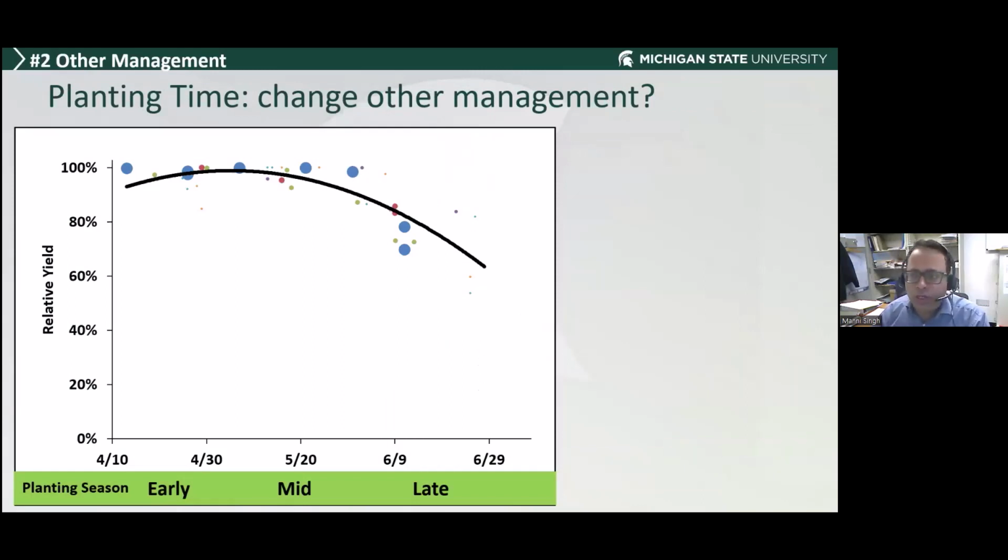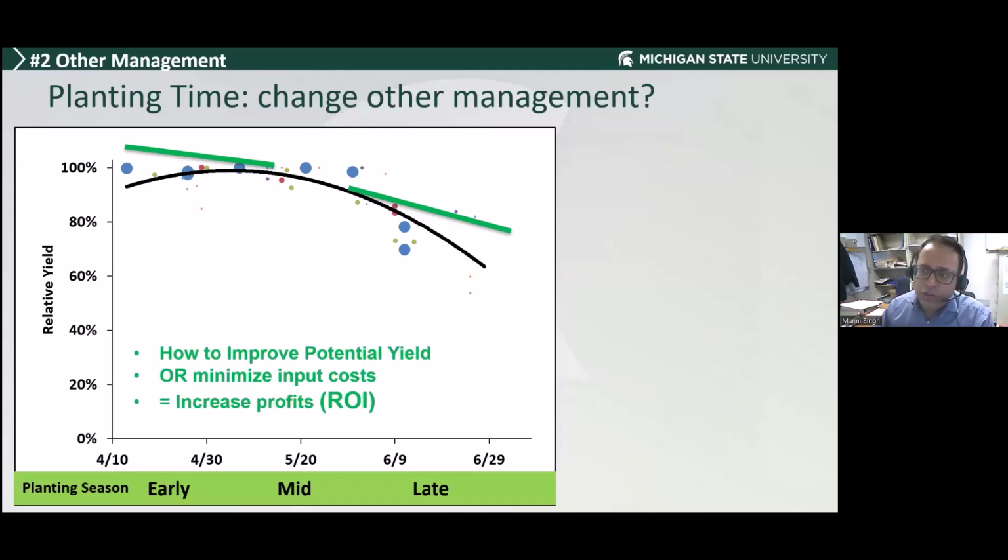So the number two factor I want to talk about is other management, right? So it doesn't simply stop at just getting things in the ground on time, right? How about other factors that you all are thinking? And I've shown you this curve before. So our goal is how to bend this curve, so to speak, right? How to improve the benefit of early planting, how to minimize yield losses that come from delayed planting, because we all know that can happen, right? Doing that without increasing our input cost. So we are maximizing our ROI, so to speak, right?